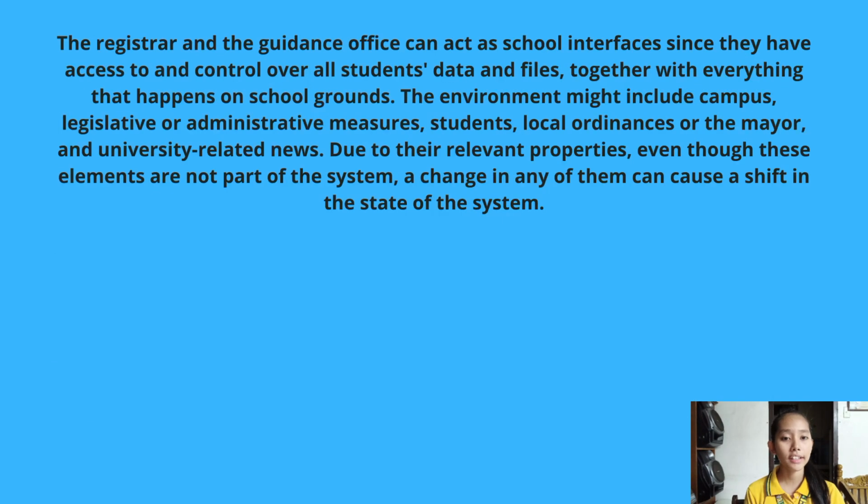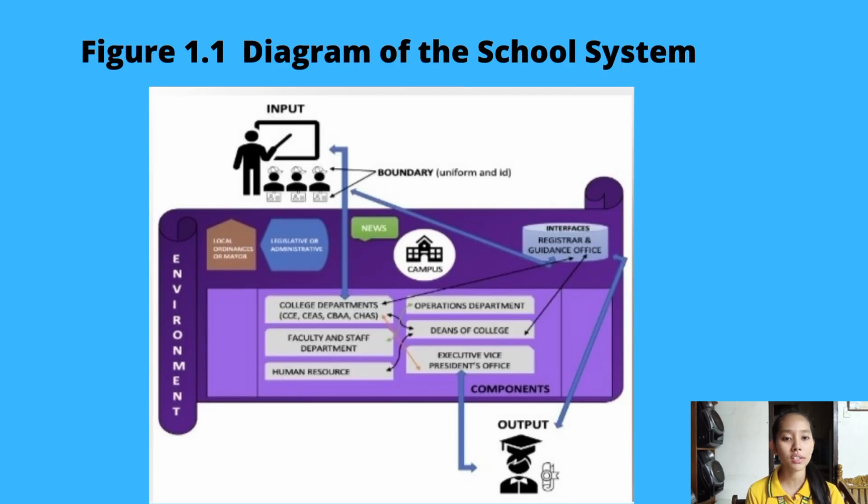The registrar and the guidance office can act as the school interfaces since they have access to and control over all students' data and files, together with everything that happens on the school grounds. The environment might include the campus, legislative or administrative measures, students, local ordinances, or the mayor, and the university-related news. Due to their relevant properties, even though these elements are not part of the system, a change in any of them can cause a shift in the state of the system.